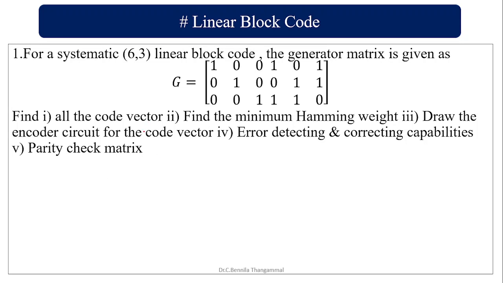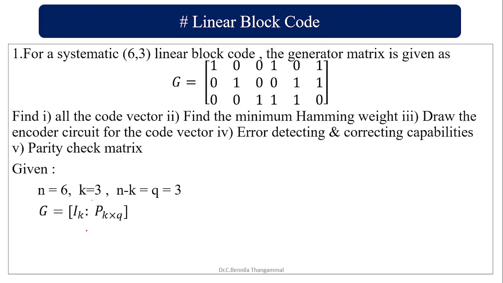First, they ask you to find the code vectors. The formula to find the code vector is x is equal to m into g. So we can go for the check bits and then we can find the code vector. Before that, given it's (n, k), that is (6, 3), n is 6 and k is equal to 3. So your parity bit q is n minus k, which is going to be 3.